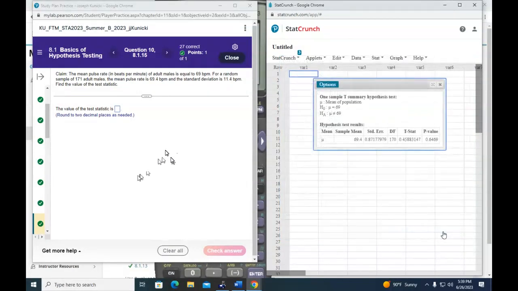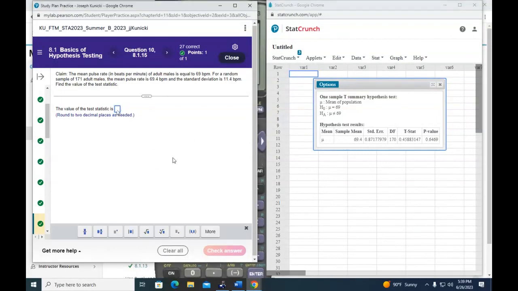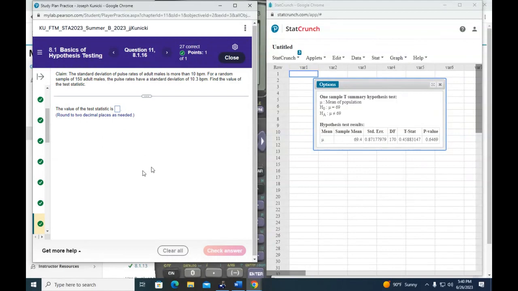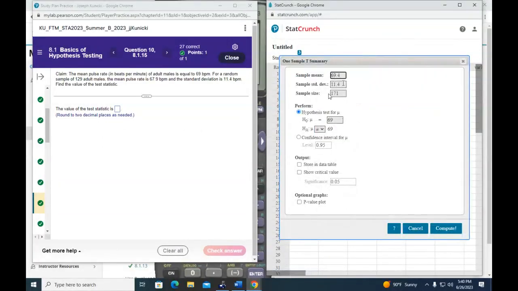Okay, so I do a compute. Look at the p-value. There's no way we're rejecting this. You see that? So it's almost on the opposite side of the t-stat. Anyway, 0.64 is the answer. No, I'm sorry, 0.446. 4.6 is the test statistic. Shucks. I went too fast. Let me do it one more time. I've got to put new numbers in. Let's see what happens with new numbers: 67.9, 11.4, 129. The claim is still the same.